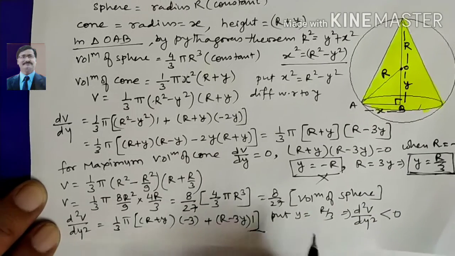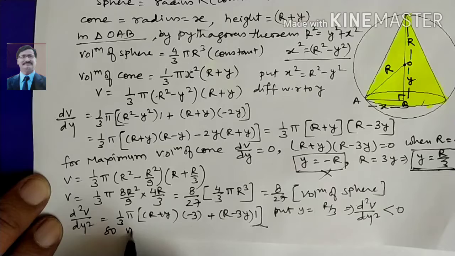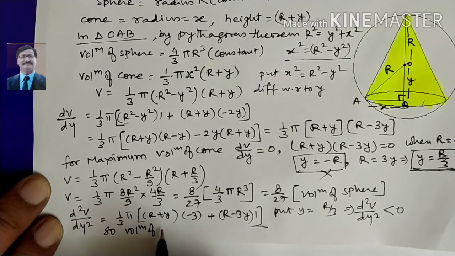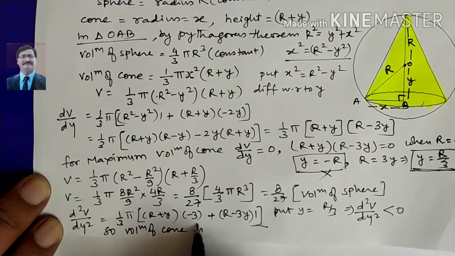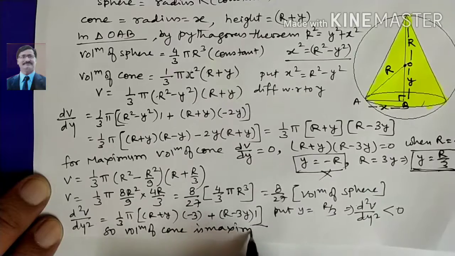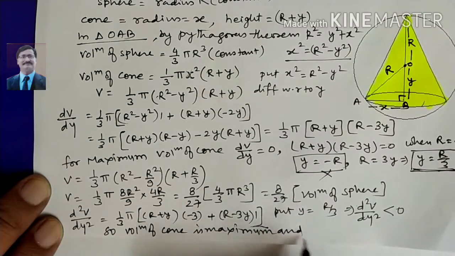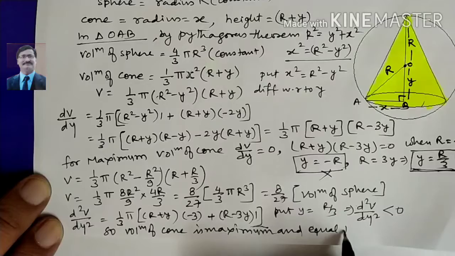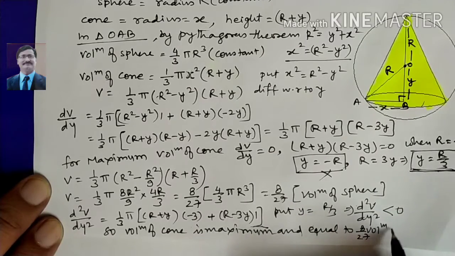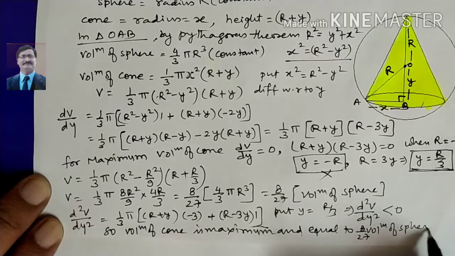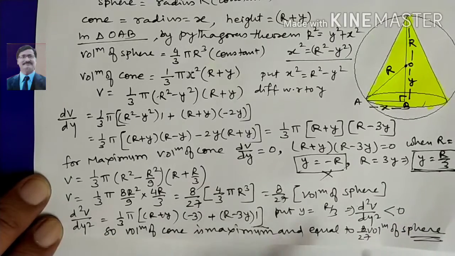So the volume of the cone is maximum and equal to 8/27 of the volume of the sphere. All of you understand this? This only we have to prove here.